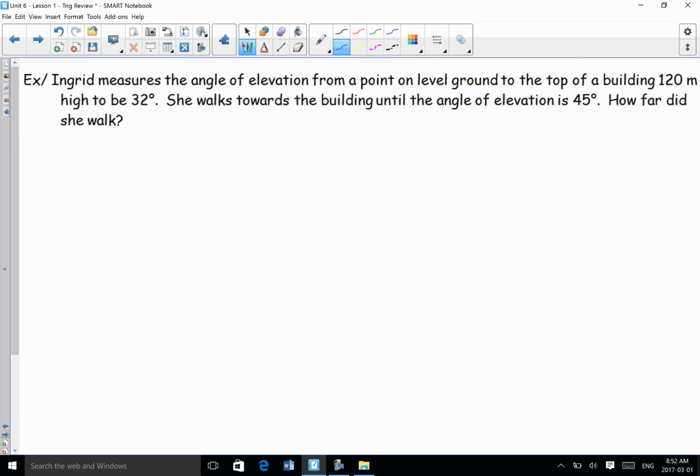We'll try some of these things. Ingrid measures the angle of elevation from a point on level ground to the top of a building 120 meters high to be 32 degrees. So let's draw that. She's on level ground. She's looking up at the top of a building. The building's 120 meters tall. Her angle of elevation, horizontal up, is 32.